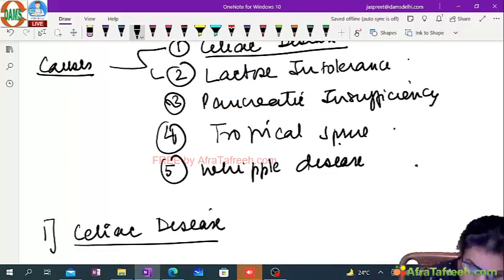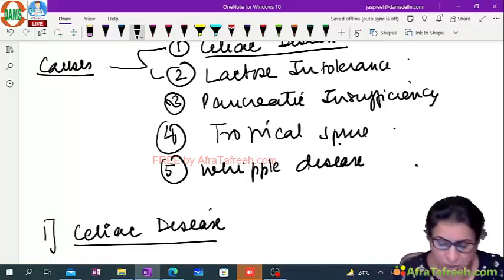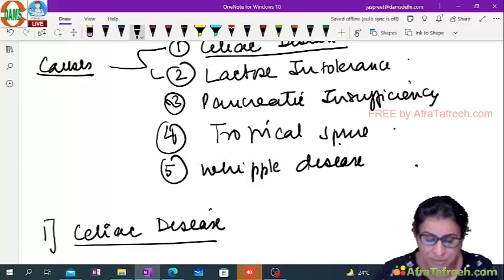Okay, celiac disease. Okay, Akanksha and Adesh, what do you mean by BS? You've written BS on the chat. What do you mean by that?